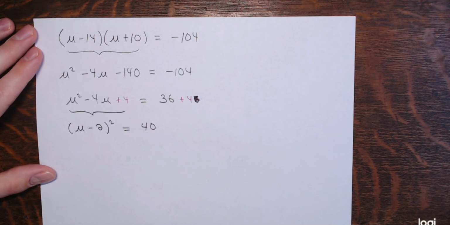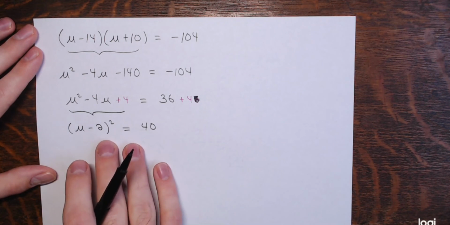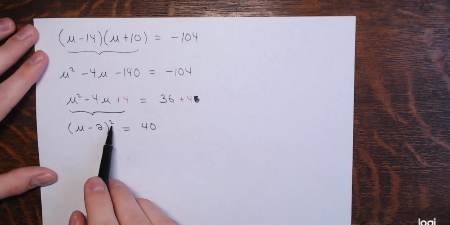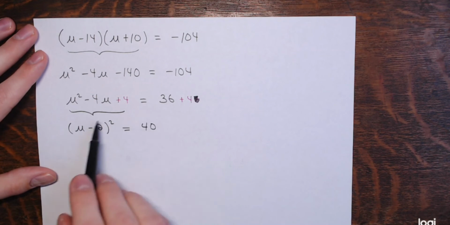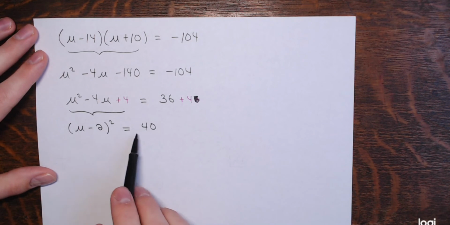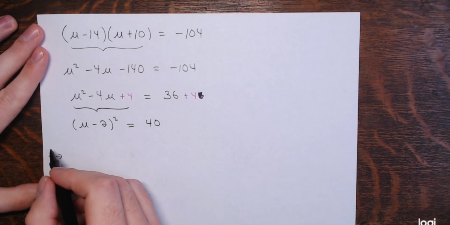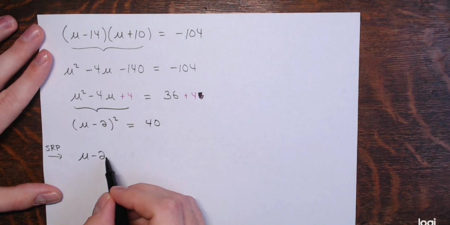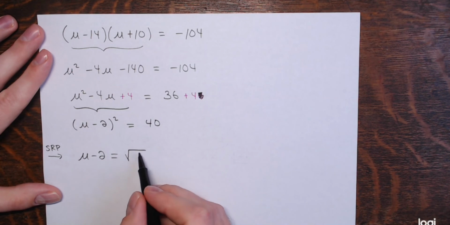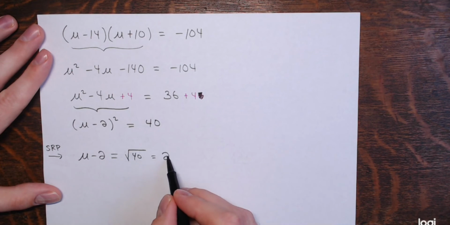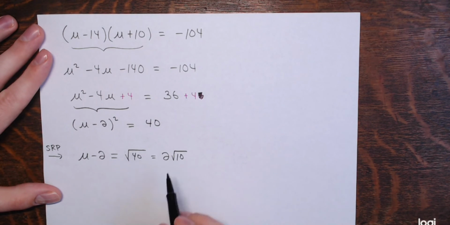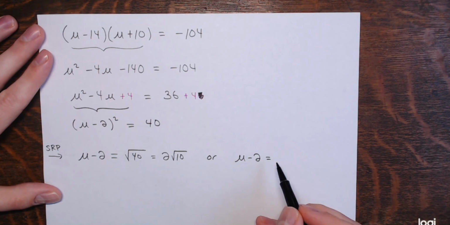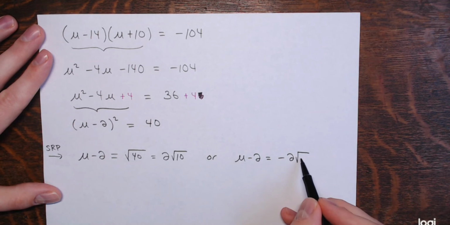Now I have an equation that I can solve with the square root property. There's a variable expression inside a square, no variable outside that square, and I have an expression squared on one side and a number on the other. So by the square root property, this expression being squared, u minus 2, is either the positive square root of 40, which simplifies to 2 times the square root of 10, since it's the square root of 4 times the square root of 10, or u minus 2 is the opposite of that, negative 2 times the square root of 10, the negative square root of 40.